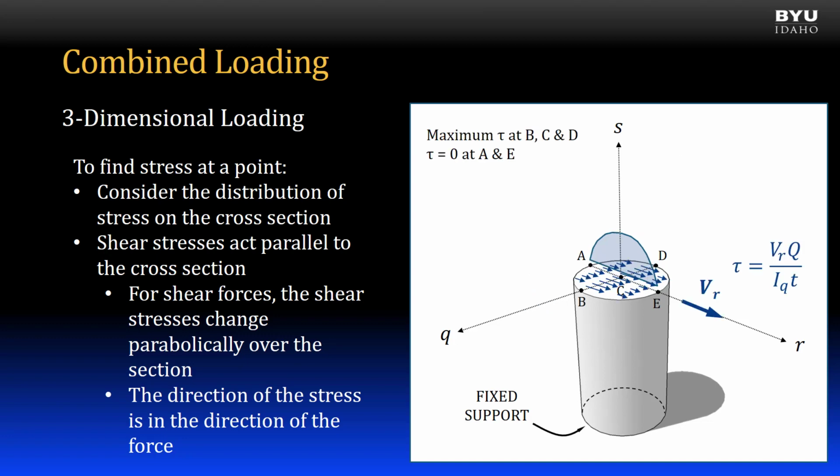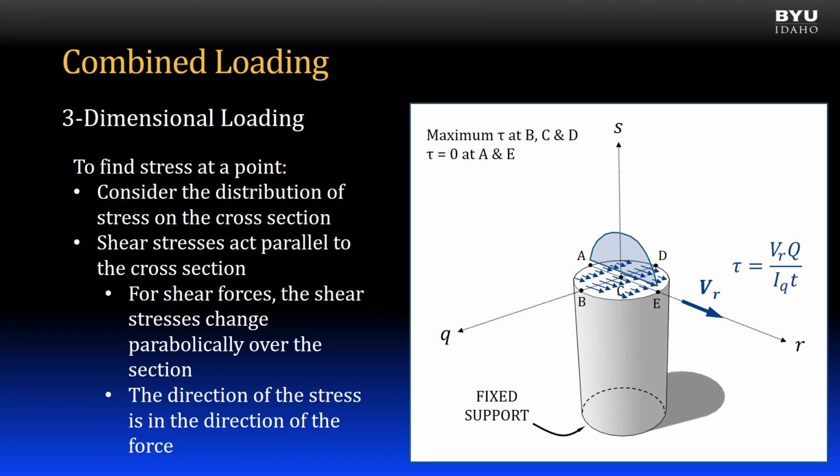For the r-axis shear force, the maximum stress occurs on the perpendicular q-axis, so points B, C, and D all experience the maximum stress. The moment of inertia axis is the q-axis, and the dimension t is measured perpendicular to the shear force direction. At the extreme edges of the cross-section, in the direction of the force, the stress is 0. This is at points A and E on the cross-section.